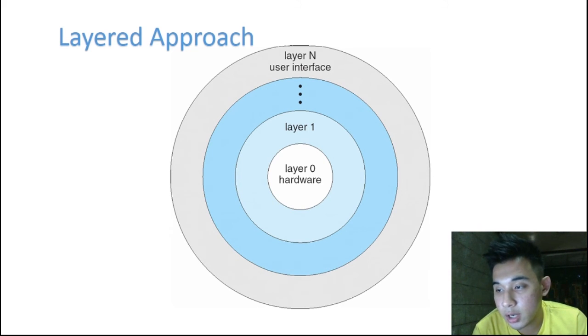Once the first layer is debugged, its correct functioning can be assumed while the second layer is debugged, and so on. If an error is found during debugging of a particular layer, the error must be on that layer, because the layers below it are already debugged. Thus, the design and implementation of the system is simplified.